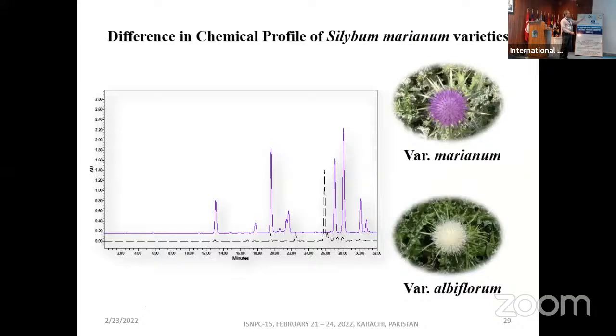Then finally, I will elaborate on the two varieties of Silybum marianum growing worldwide. Actually, the major one is the purple flower, and the other one, which is a bit more rare than the major one, is variety albiflora. As you can see here, the dashed chromatogram in front shows that the kinds of flavonolignans produced by variety albiflorum are quite different from those produced by the variety marianum.